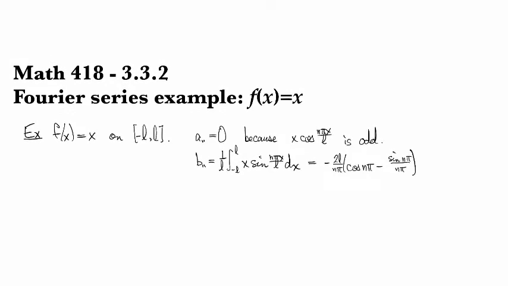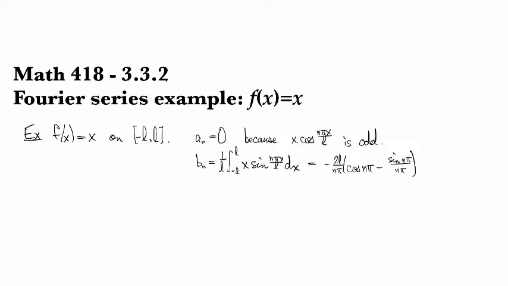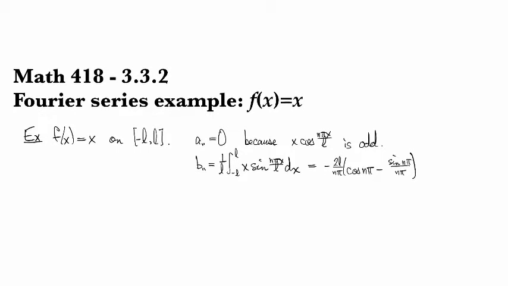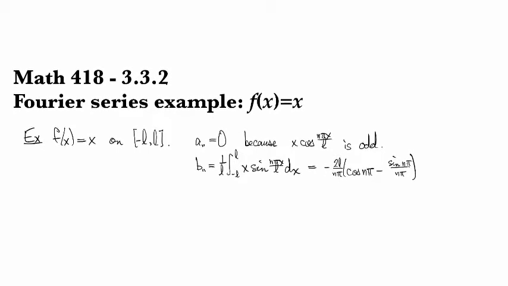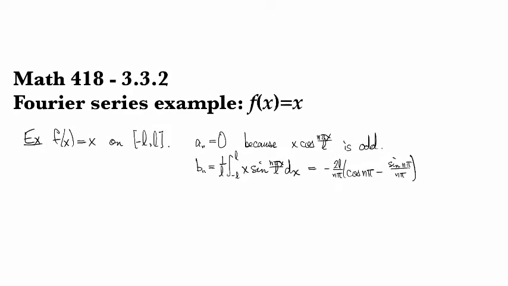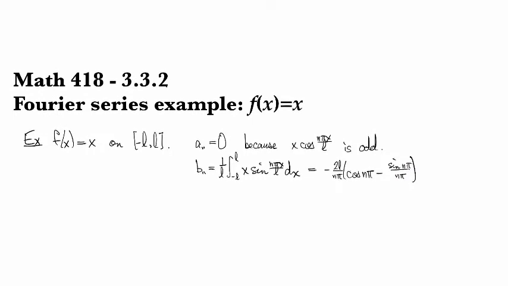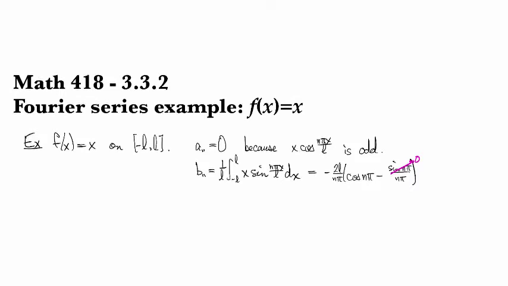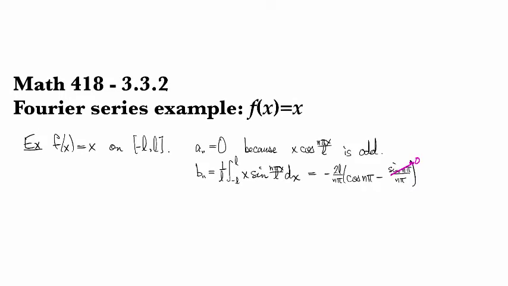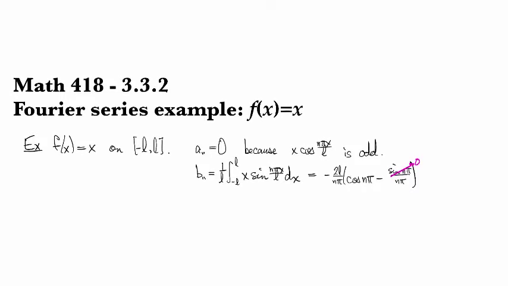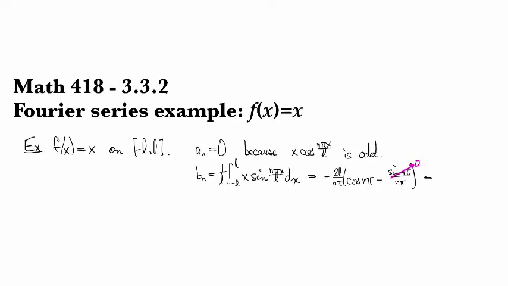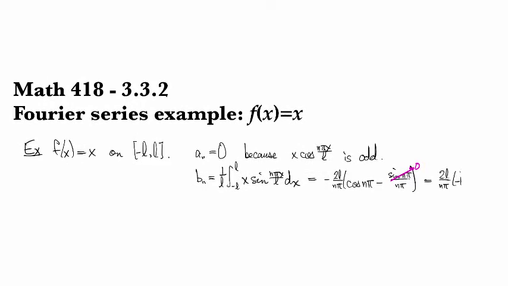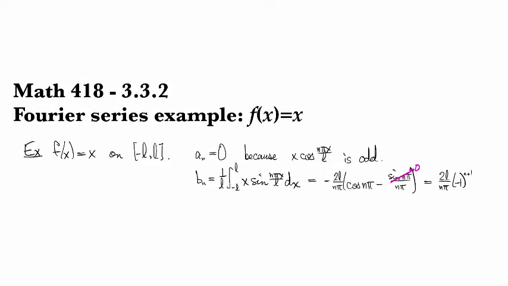And I just wanted to point out that if you do use a computer to crunch inner products, the computer doesn't necessarily know that by n you mean an integer. So you have to look at this and notice that that term is actually 0 because sine is 0 at every integer multiple of pi. So that simplification is up to you. And so this becomes 2L over n pi times minus 1 to the n plus 1.